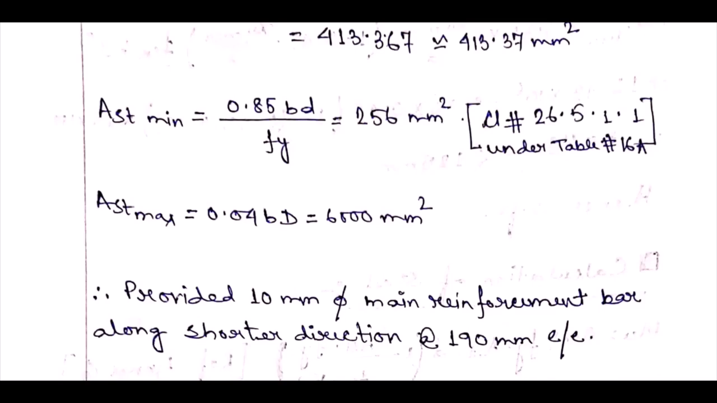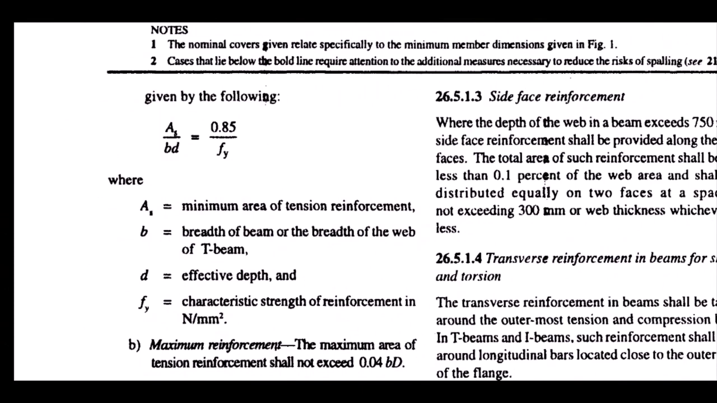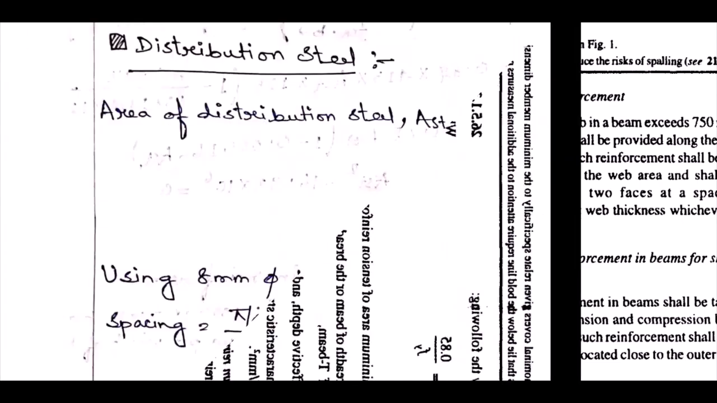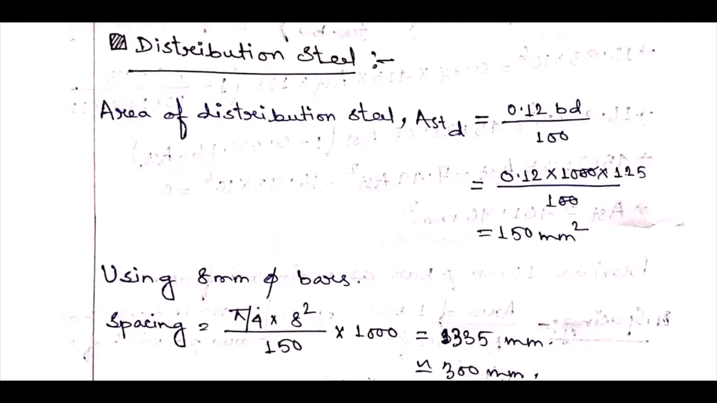Okay, let's go to the code. So look here, AST by BD is equal to 0.85 by Fy. So from here a value of AST is equal to 0.85 BD by Fy. From that formula we have already calculated, and this is the minimum requirement of reinforcement, and the maximum requirement of reinforcement is the maximum area of tension reinforcement shall not exceed 0.04 BD. So as per our calculation, the area of steel provided lies between these two values. Let's go to notes.